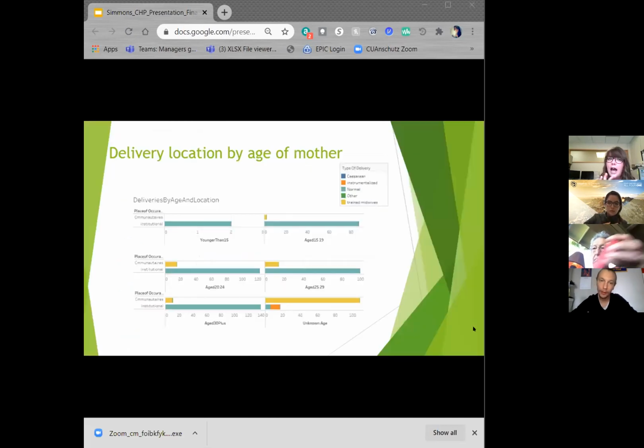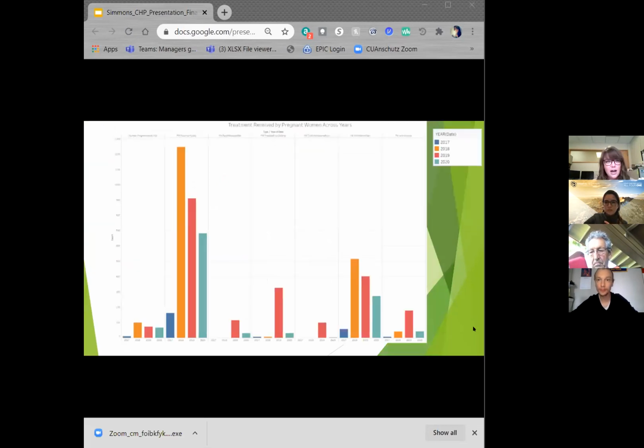We're also able to look at where births were occurring by age of the mother and take note that the majority of those unknown ages are occurring in the community rather than the clinic, which can tell us a little bit about where we need to improve data collection and the type of data collection that we need to increase for our community health workers.